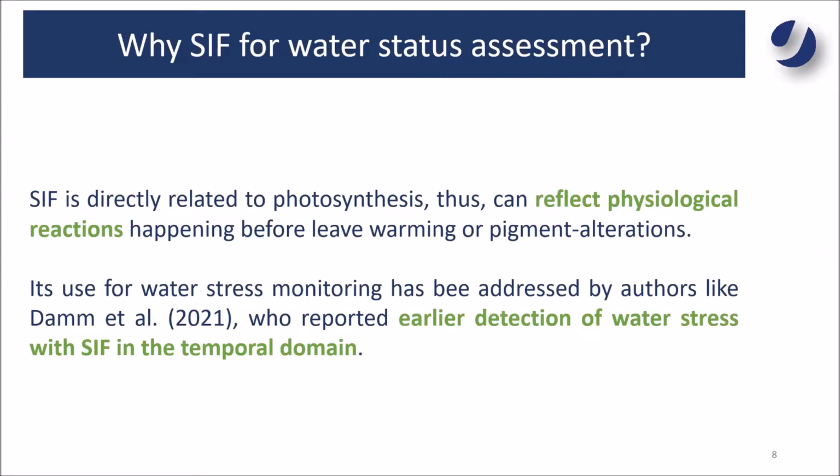Now, why use SIF for water status assessment? Because, being related to photosynthesis, it can reflect physiological reactions happening in the plant before other processes happen, like leaf warming or pigment alterations. It is not always the case, but it can happen. And we think it could happen when we have not established stress conditions, but mild water stress conditions. This is what we thought at the beginning of this study.